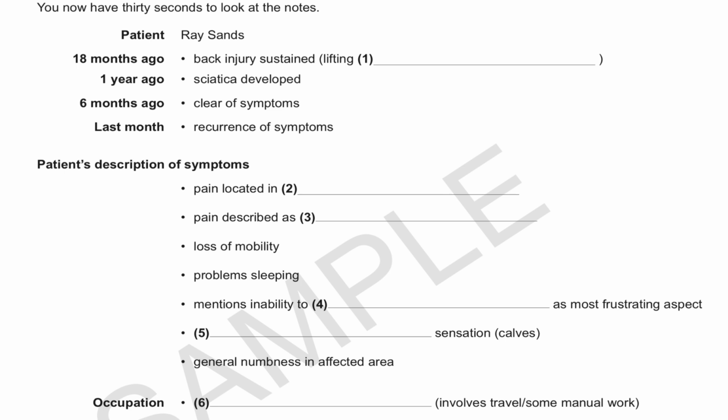Number 2, pain located in. So most probably this would be a body part. Number 3, pain described as an adjective, maybe excruciating, sharp. Number 4, mentions inability to, so it could be a verb, maybe sleep. Number 5, blank sensation. So I think this would be an adjective ending in ing, maybe tingling. And number 6, occupation that involves travel or manual work. So it's a noun, a job.